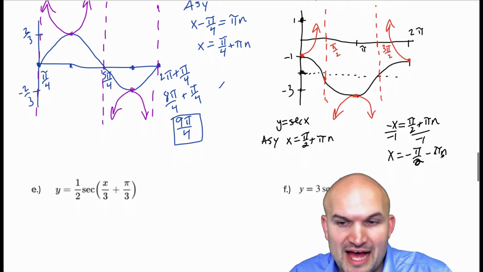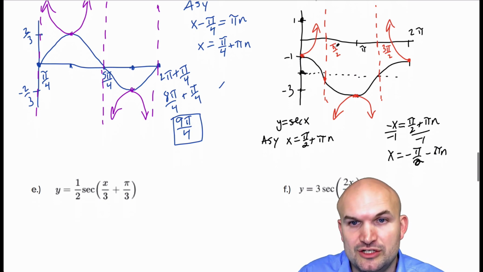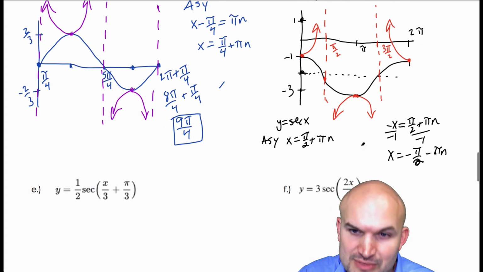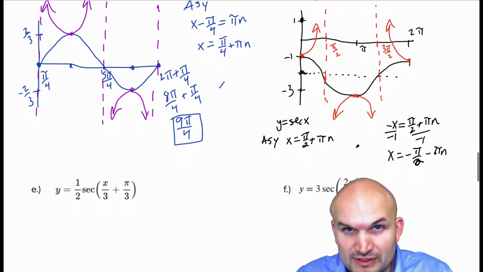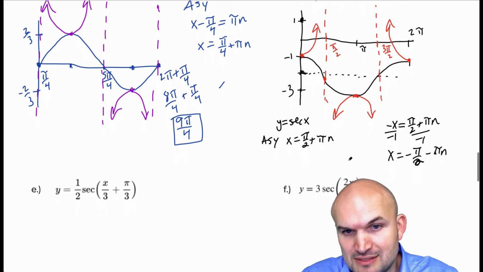However, if you plug in values in for n, positive and negative integers, you're still going to get pi over 2. You're still going to get 3 pi over 2. You're going to get all the same asymptotes. So actually, these are equivalent equations here for the equation of the asymptote.